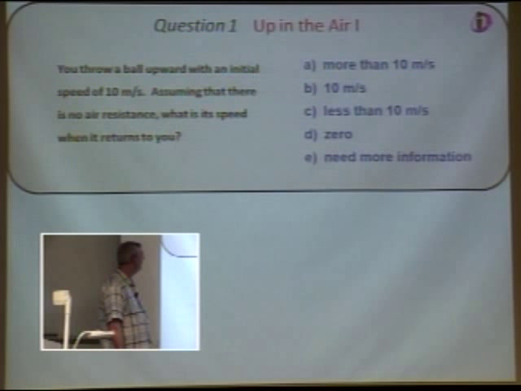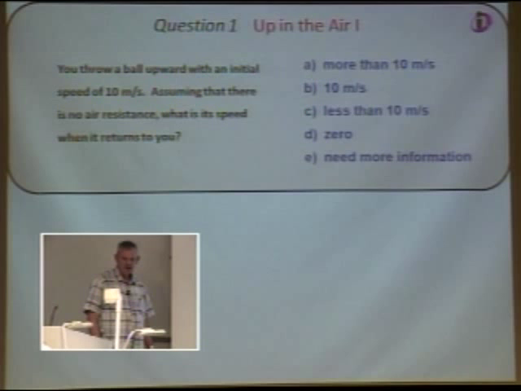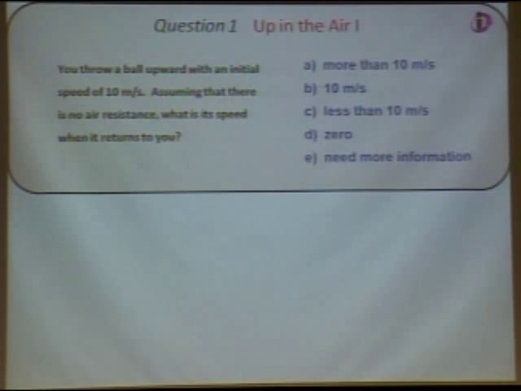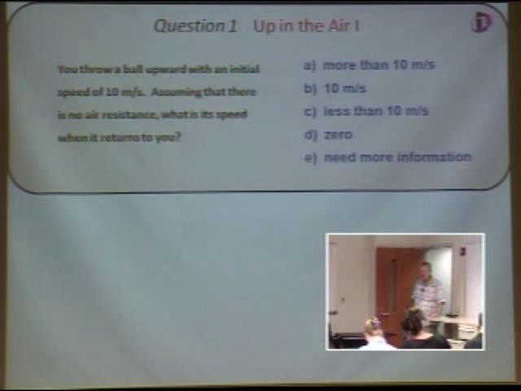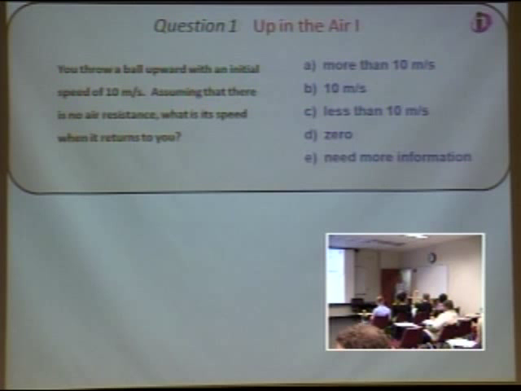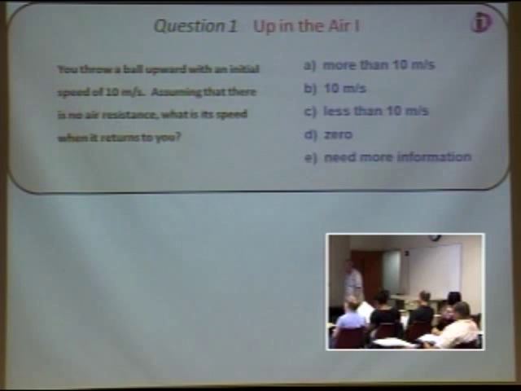All right, you throw a ball upward with an initial speed of 10 meters per second. Assuming there's no air resistance, what is the speed when this thing returns to you? Discuss this amongst yourselves if you want to. When it comes back down to you, what's the magnitude of the speed? No. Just one, A, B, C, or D, or E. Okay.